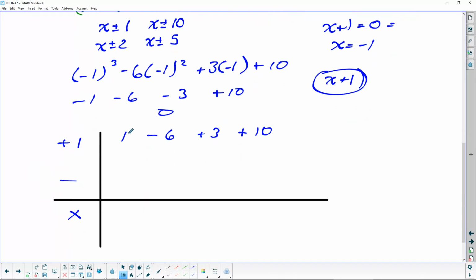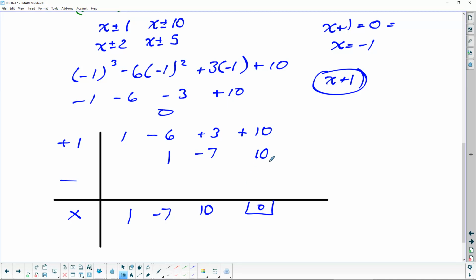Okay, so bring the 1 down. 1 times 1 is 1. Negative 6 minus 1 is negative 7. Negative 7 times 1 is negative 7. 3 minus negative 7 is positive 10, right? Because minusing a negative 7 is like adding it. 1 times 10 is 10. 10 minus 10 is 0.